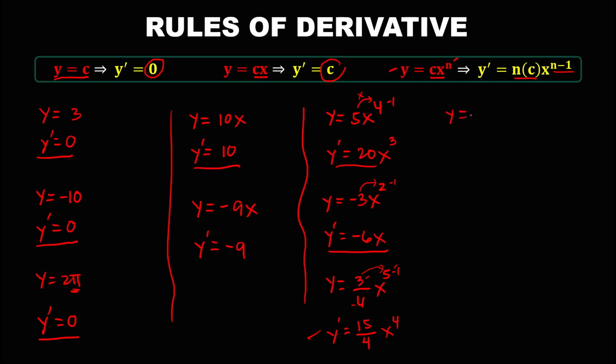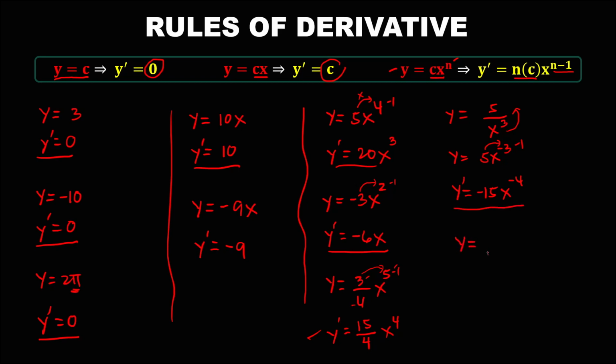Then if we have y equals 5 over x to the power 3, first we need to rewrite this equation. We need to bring up this x to the power 3, and the exponent becomes negative. Then we can now find the derivative. So multiply this number to this exponent. So 5 times negative 3, this one is negative 15, then x with the exponent minus 1. So negative 3 minus 1 is equal to negative 4. So this is now the derivative.